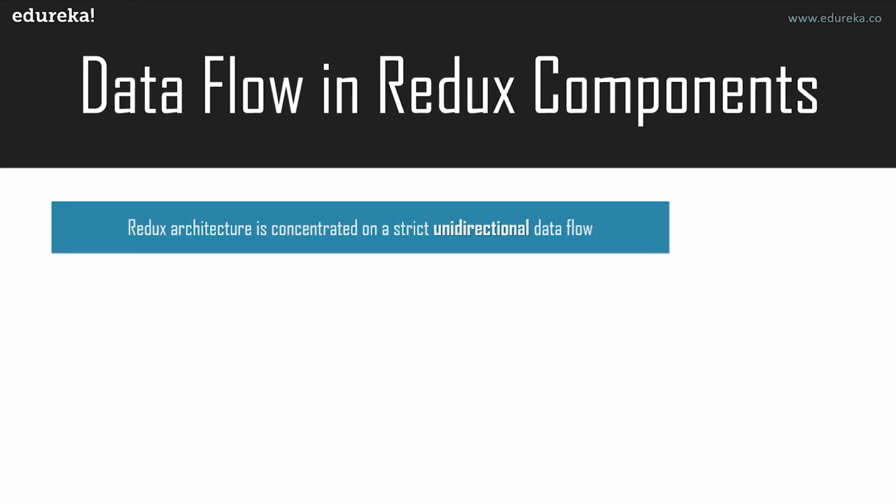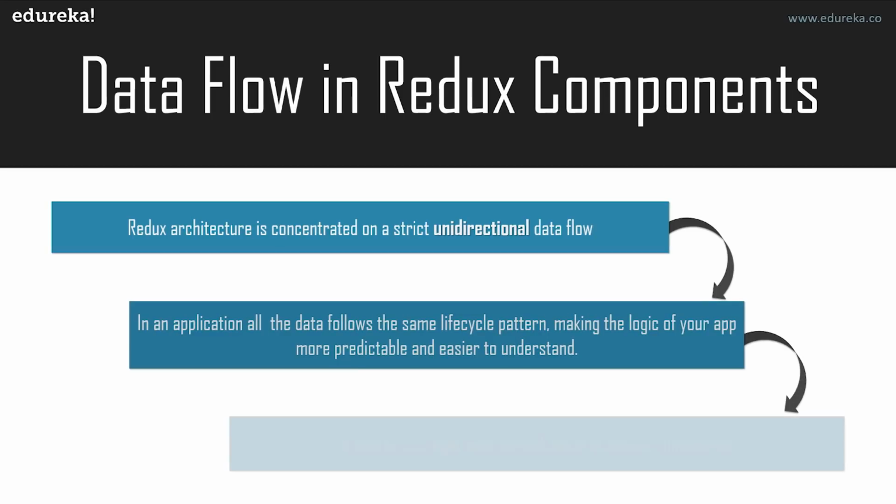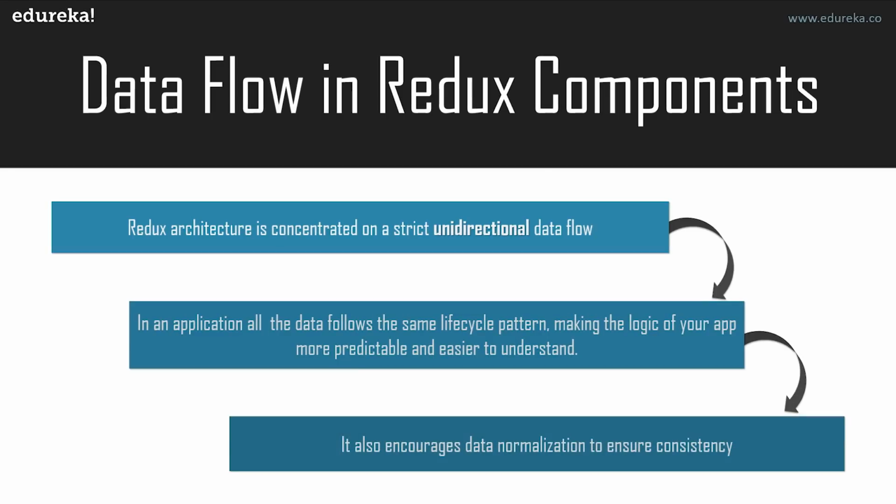Redux architecture is concentrated on a strict unidirectional flow of data, which means that in React.js or Redux fundamentals, the data should flow in one direction only. Then in the whole application, the data follows the same lifecycle pattern, making the logic of your app more predictable and easier to understand. It also encourages data normalization to ensure the consistency of the data.